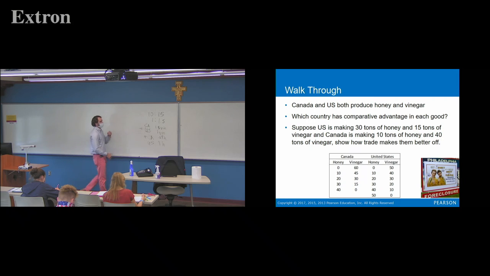So let's say the US is making 13 tons of honey and 15 tons of vinegar. And Canada makes, I did write this backwards. Let's assume Canada is making 30 and 15. US is making 40 and 10.